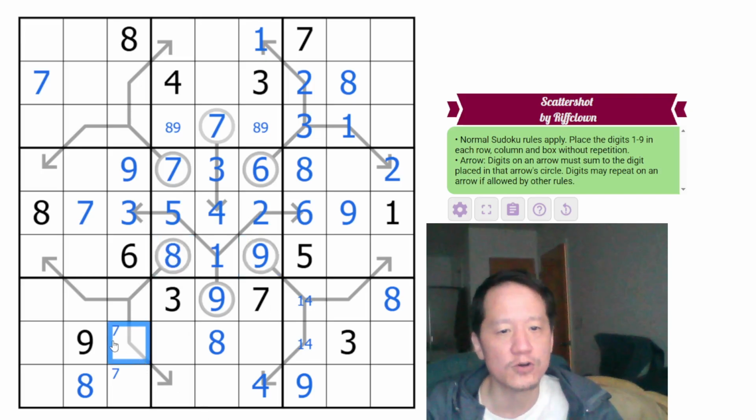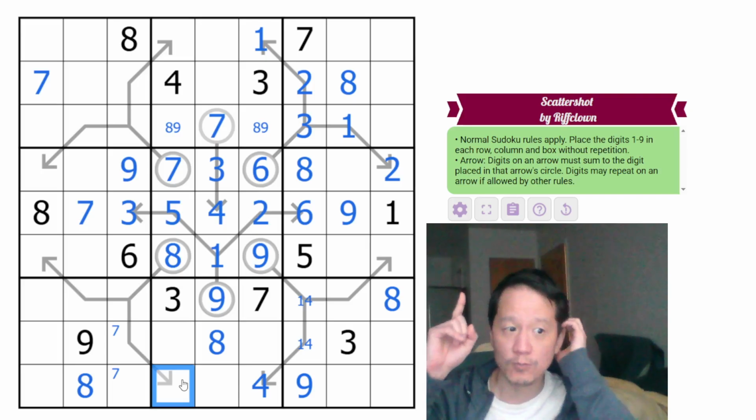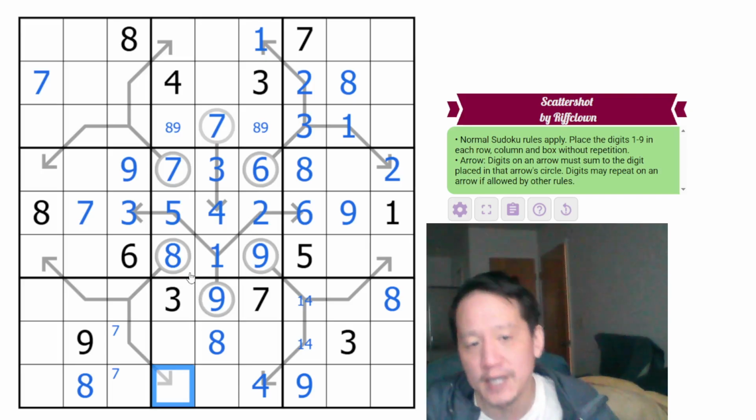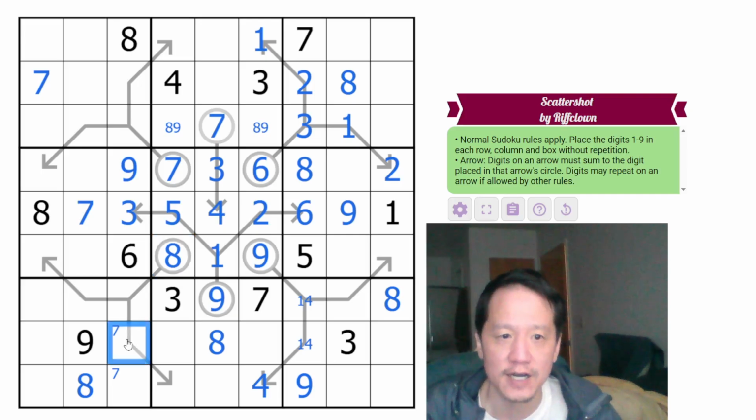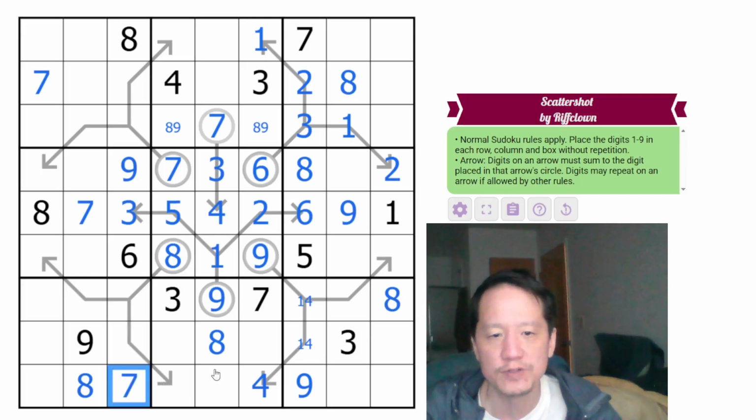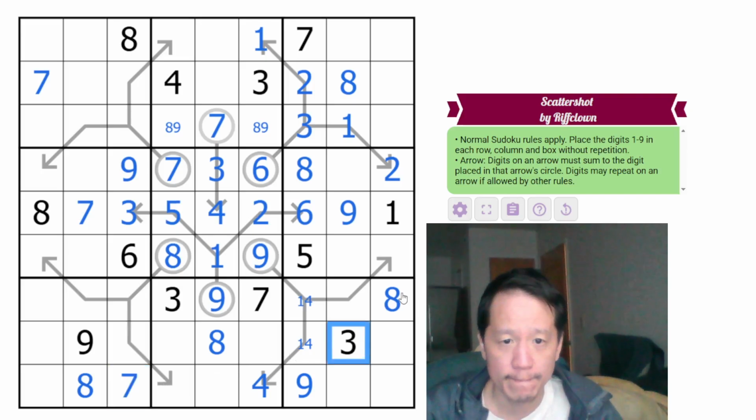7 can no longer be here because if this were 7, it has to add up with 2 other digits, which would be at minimum 1 and 1, to add up to 8, which does not. 7 plus 1 plus 1 adds up to 9. So this cannot be 7. Therefore, this is a 7. This has to be at least 3.